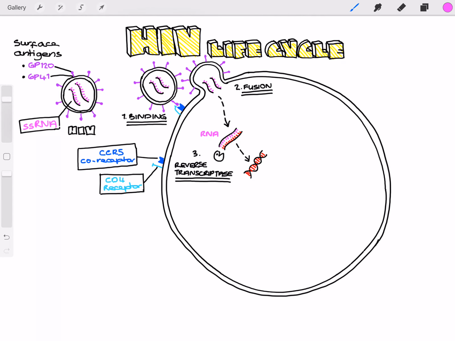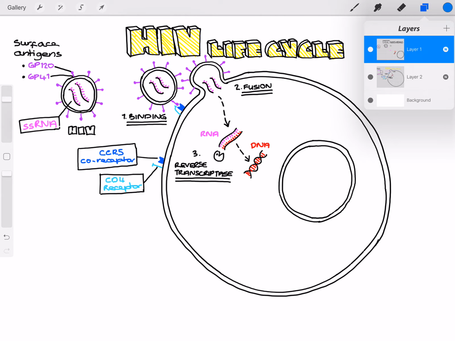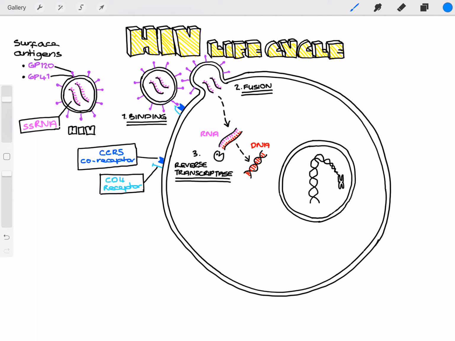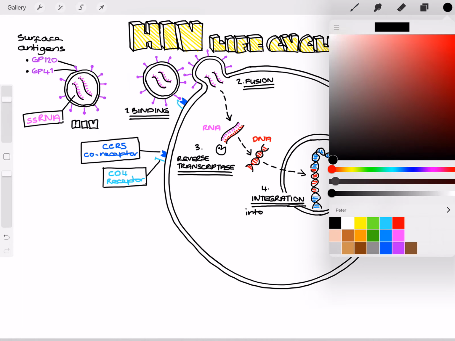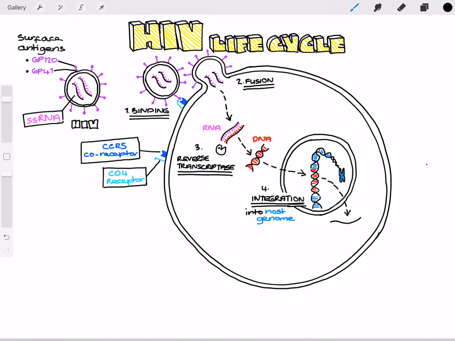So we now have a DNA copy of the virus's RNA, and this can then be incorporated into the host's own genome. And this allows the virus to effectively utilise the host cell's machinery to copy its DNA, or its RNA. So the technical term for this is integration. The viral DNA is integrated into the host's genome. And from here, it can undergo transcription.